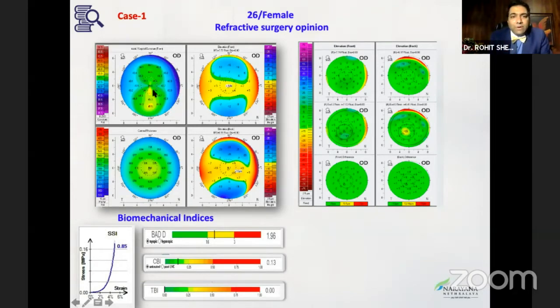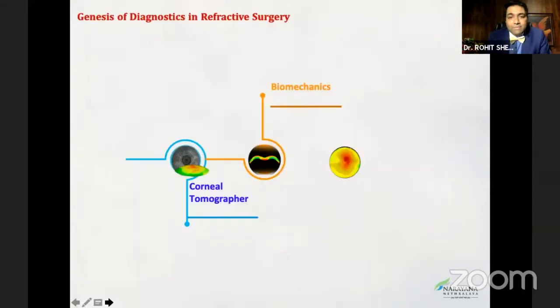Now, imagine this is a 20-year-old person, minus 3 diopters. Do we need to go for it? There is a superior-inferior asymmetry. BAD-D is also abnormal. Now, this is where biomechanics people get confused. They say, well, it's not teaching me anything more, it's confusing me. But let's look at the same blind men and an elephant concept. If I had only these two things, I'm blind, and I'm confused.